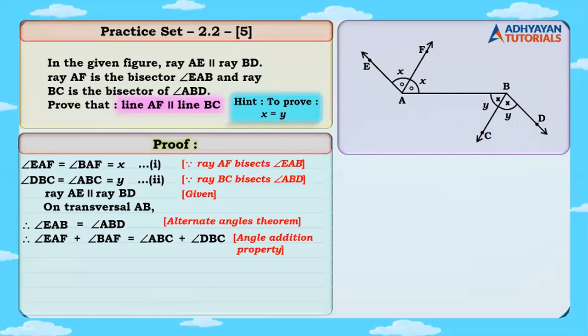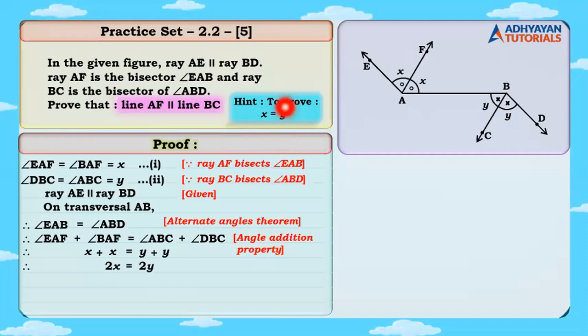Yeah, the next part, children, we move ahead. What is the value of EAF? X. What is the value of BAF? X. What is the value of ABC? Y. And the value of DBC? Y. So it is X plus X is equal to Y plus Y. What is X plus X, children? 2X. And what is Y plus Y? 2Y.